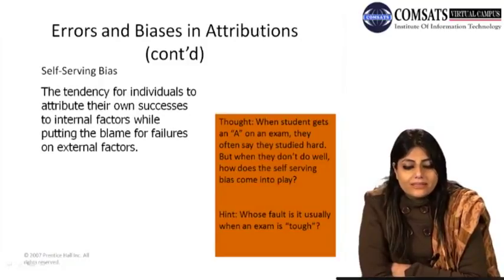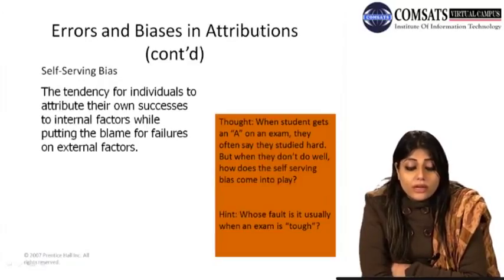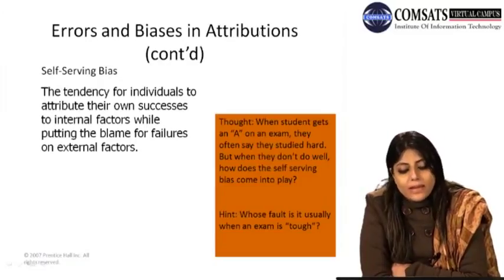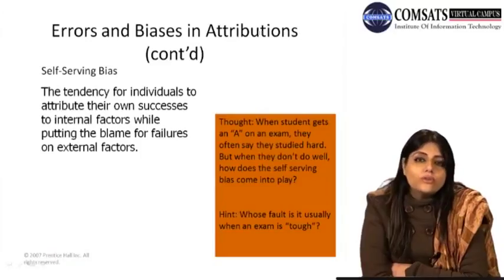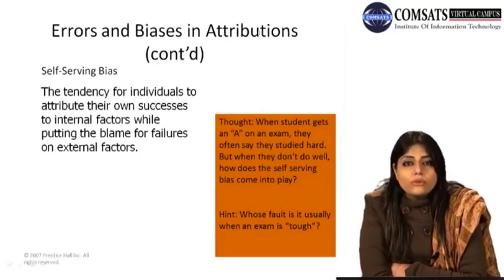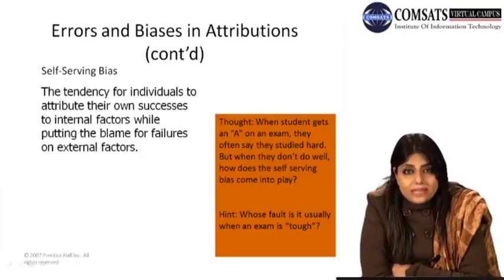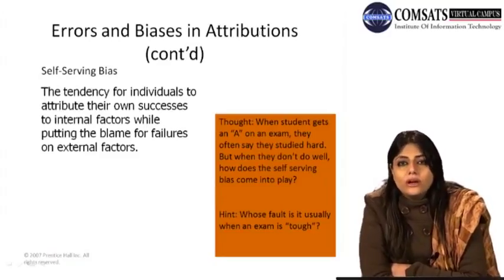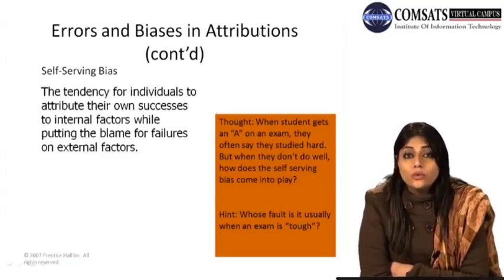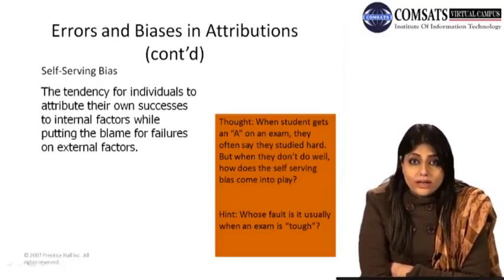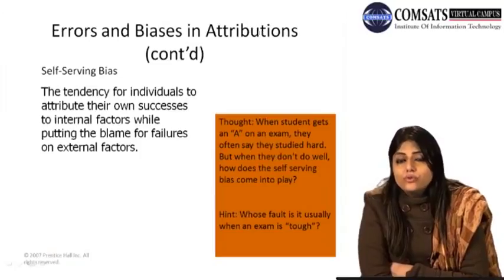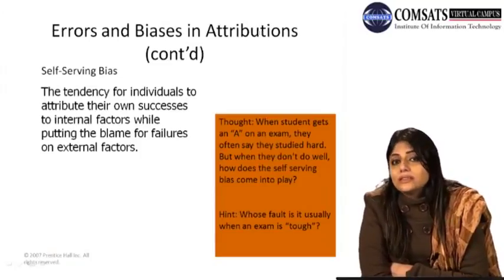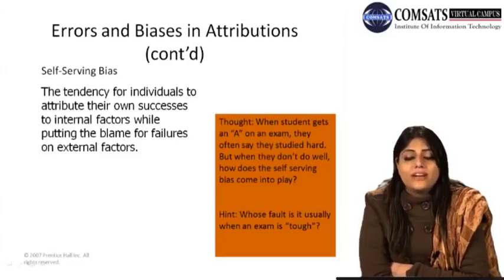Then we see the self-serving bias. That is another error that occurs frequently in attributions. Here the tendency is for individuals to attribute their own successes to internal factors while putting the blame for failures on external factors. So when you are calculating your own strengths or your own successes, you tend to attribute those successes to yourself: that you were really good, you worked really hard, you were intelligent, that is why these results occurred. But you won't tend to attribute those success factors to the external environment, right, or to the external factors?